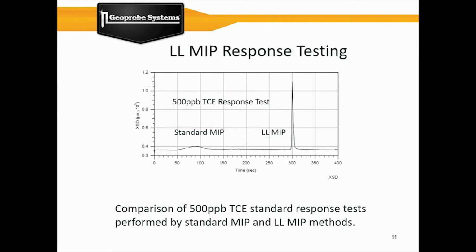The difference in the response magnitude between the two methods, standard MIP and low-level MIP, is described here. In standard MIP, as we have that continuous flow bringing the contaminants to the surface, we're seeing for 500 parts per billion TC about a 4,000 to 5,000 microvolt response, whereas in low-level mode, that slug of contaminants reads about 60 to 70,000 microvolts.